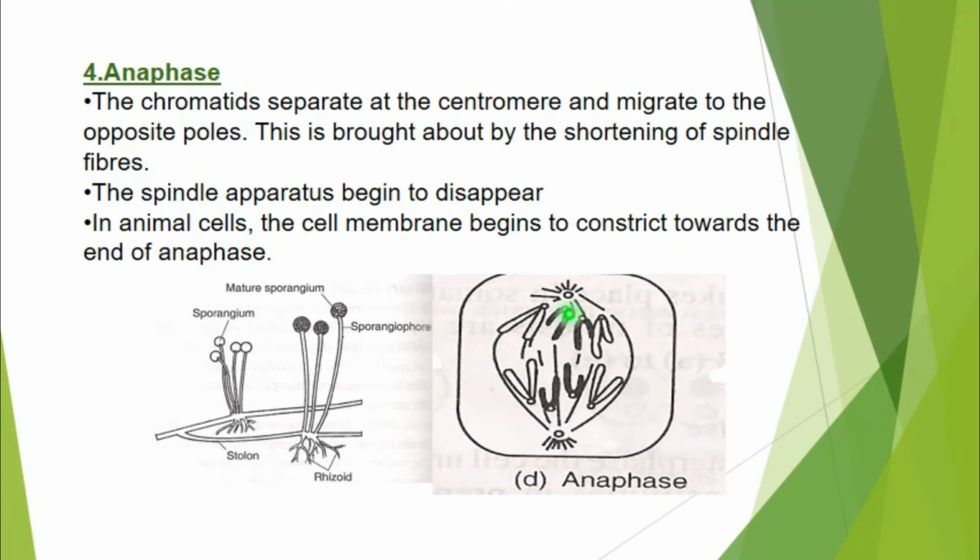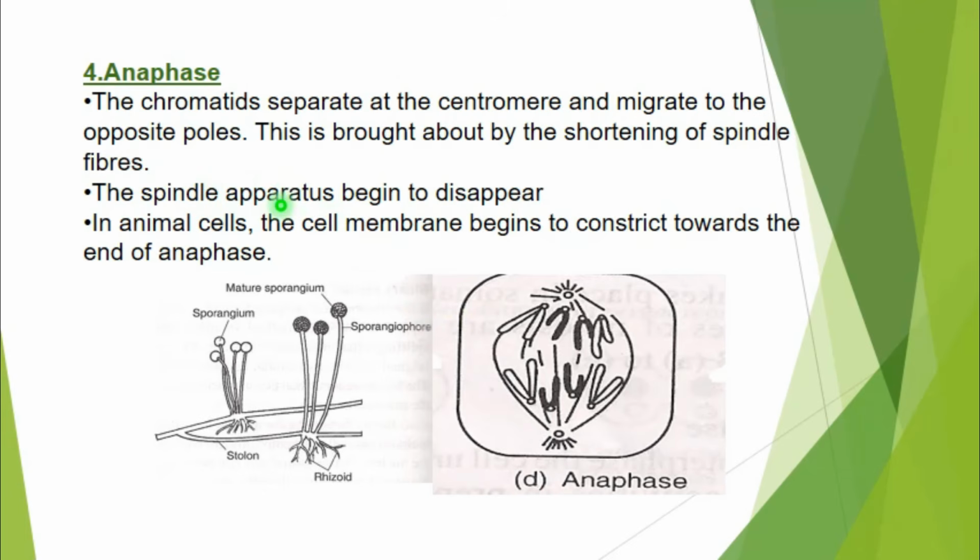So shortening of the spindle fibers will lead to the chromatids to separate and move to the opposite poles, as you can see here. You see, these are now the chromosomes. They separate and then they move to the opposite poles. These are now the chromosomes. At the other pole you have what? You have the chromatids. They have separated, moved to the opposite poles of the cell.